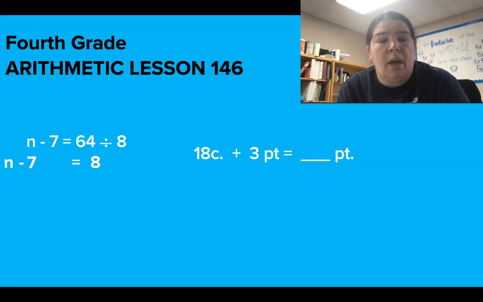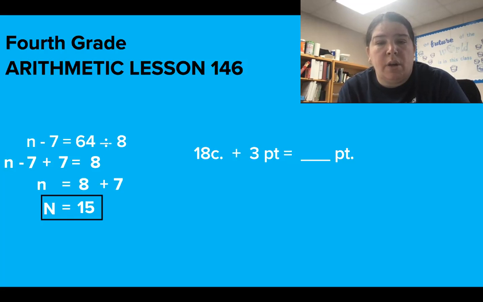And when we do that, in order to get the n by itself, we need to do the opposite. Minus 7, the opposite is add 7. When you do that, you have n left over because they cancel each other out. And then you need to do on the other side what you did to the first side. So you would get n equals 8 plus 7. And we all know that 8 plus 7 equals 15.